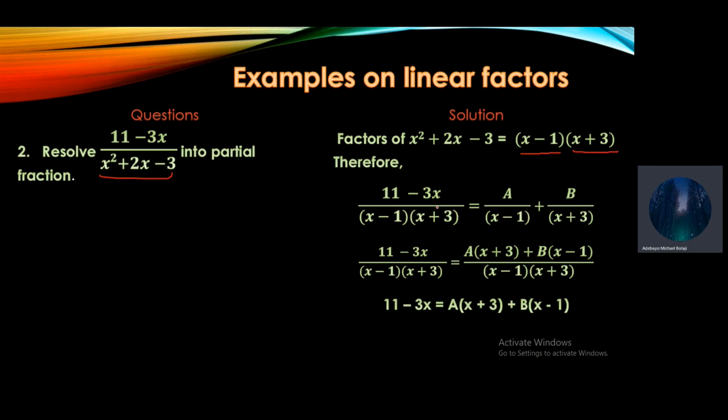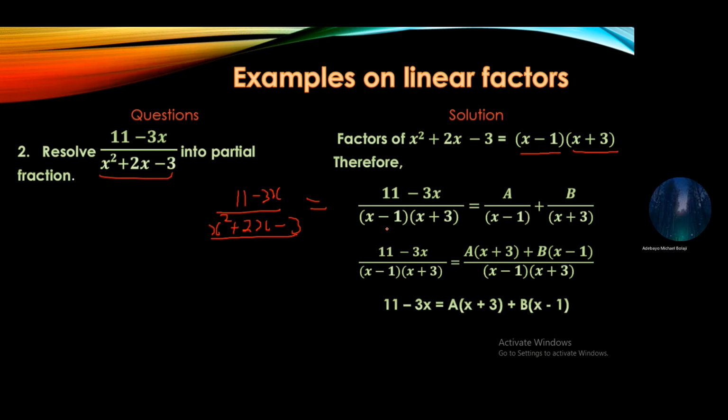So we can represent this fraction 11 minus 3x over what? 11 minus 3x over x squared plus 2x minus 3. We can represent it as 11 minus 3x over what? x minus 1 and x plus 3. Why is that? Why is it x minus 1, x plus 3? Because they are the factors of this quadratic expression.